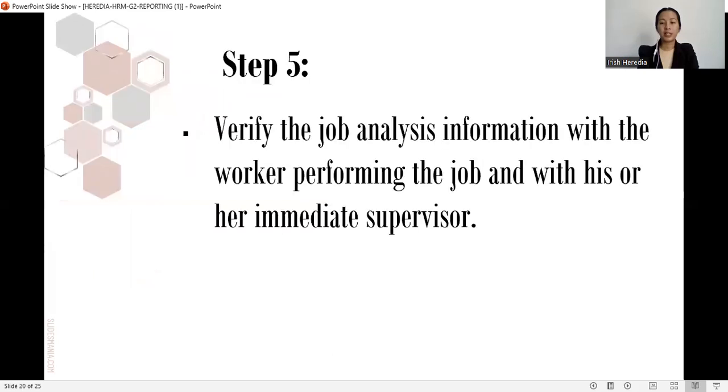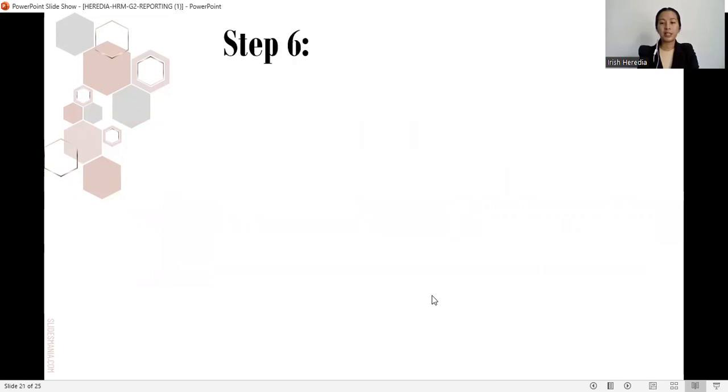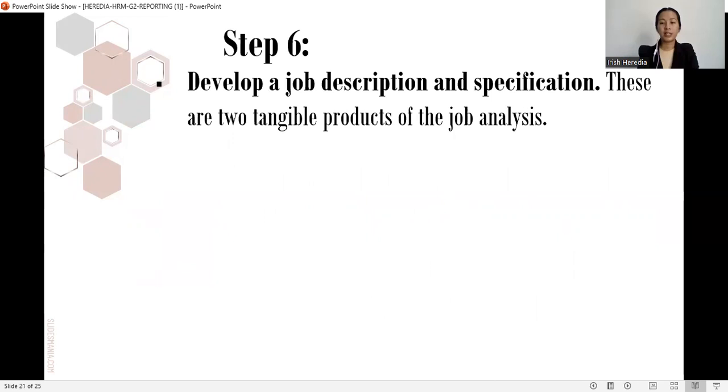Now, step 5, we have here, verify the job analysis information with the worker performing the job and with his or her immediate supervisor. This will help confirm that the information is factually correct and complete. This review can also help gain the employee's acceptance of the job analysis data and conclusions, by giving that person a chance to review and modify your description of the job activities. Now, last we have here step 6, develop a job description and job specification. This is very important. These are the 2 tangible products of job analysis.